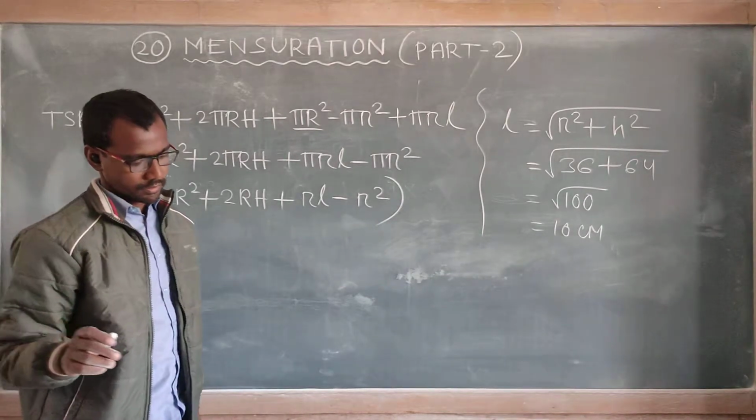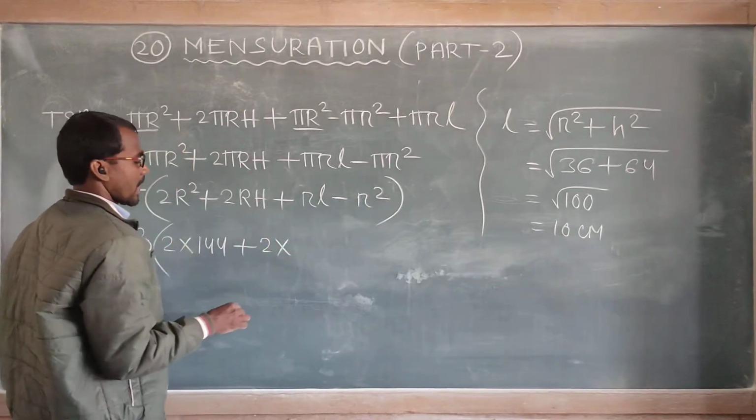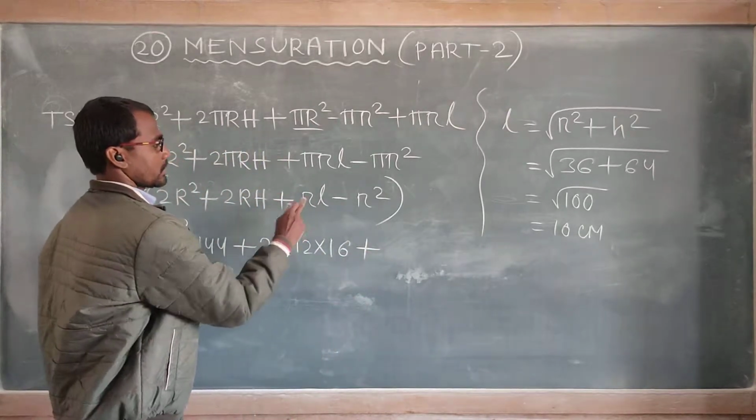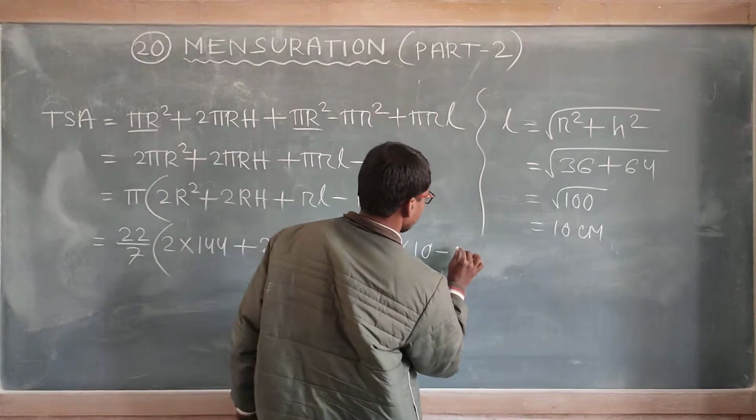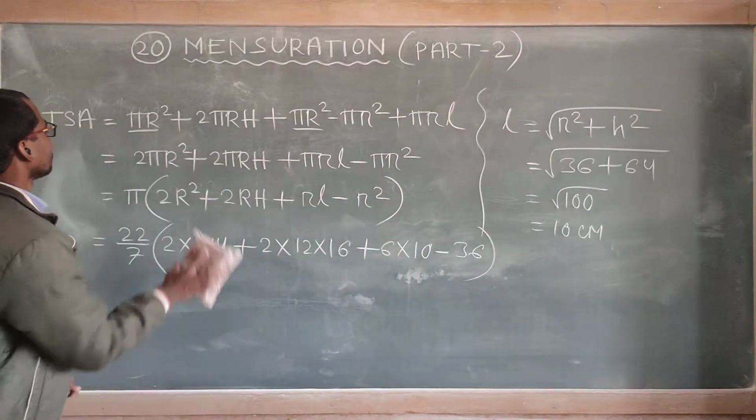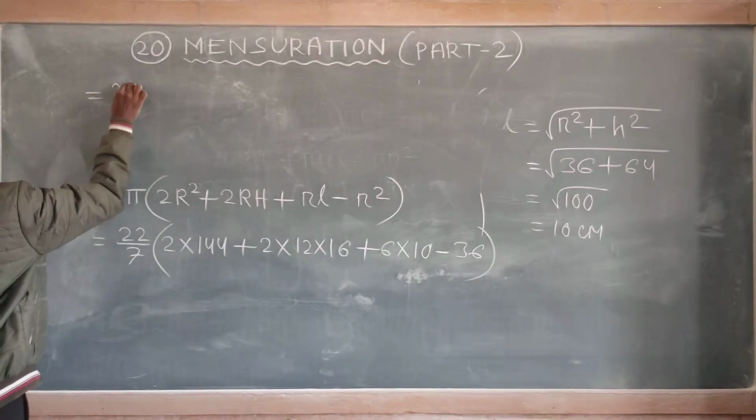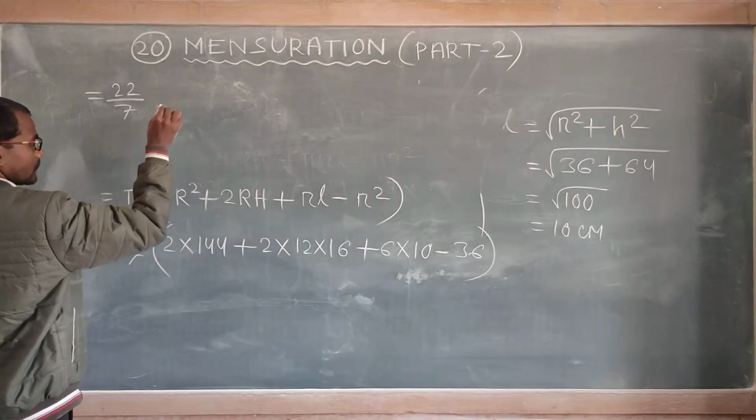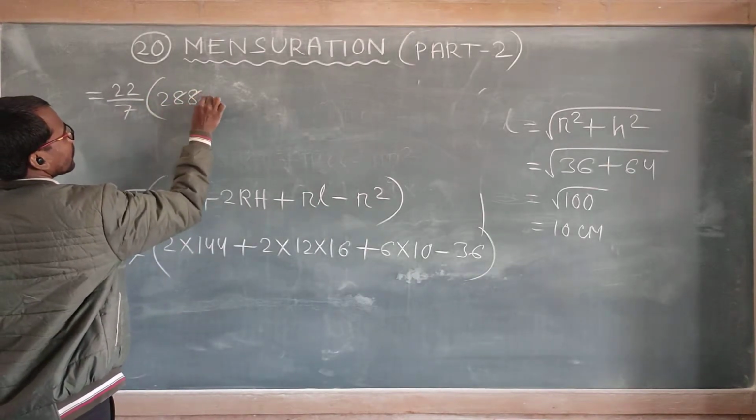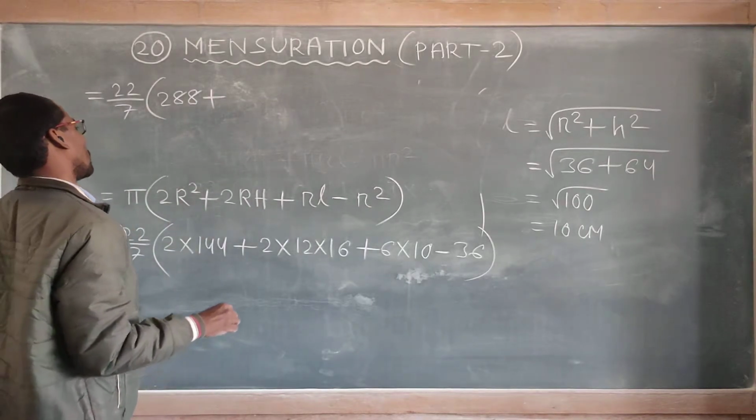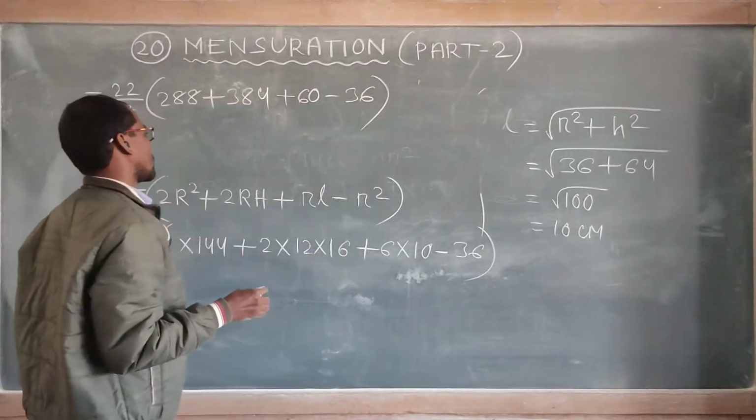R is radius of the cylinder, which was 12, correct? So 12 square is 144, plus 2 into R is 12, height is 16, r into l means r is 6, l is 10, just now we have found l is 10, minus 6 square, which is 36. That is equal to 22 by 7 into 288 plus 2 into 12 into 16, 32 into 12 is 384, plus 60 minus 36.